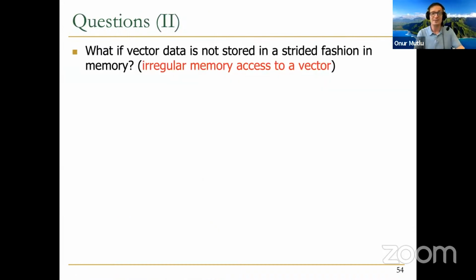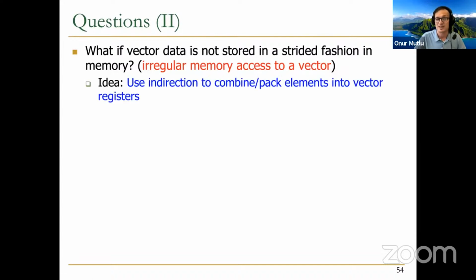Okay, let's talk about some interesting issues that some of you pointed out. What if vector data is not stored in a strided fashion in memory? What if you have irregular memory accesses? How do you do that? The idea is to use indirection. Remember the load indirect instruction from LC-3 that we discussed a bunch of lectures ago? We're going to use something like that. We're going to use indirection to combine or pack elements into vector registers. And I'm going to give you some examples.